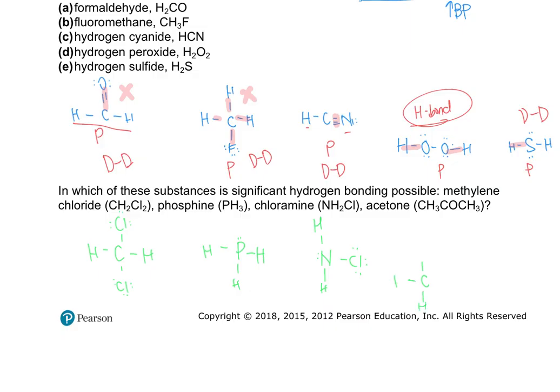CH3 COCH3. So we have hydrogens bonded only to carbon here, so no hydrogen bonding there. Hydrogen bonded to phosphorus, no hydrogen bonding there. Here we have hydrogen bonded to a nitrogen, so yes, there is hydrogen bonding potential there. And here all of the hydrogens are bonded to carbon, and so no hydrogen bonding with acetone.